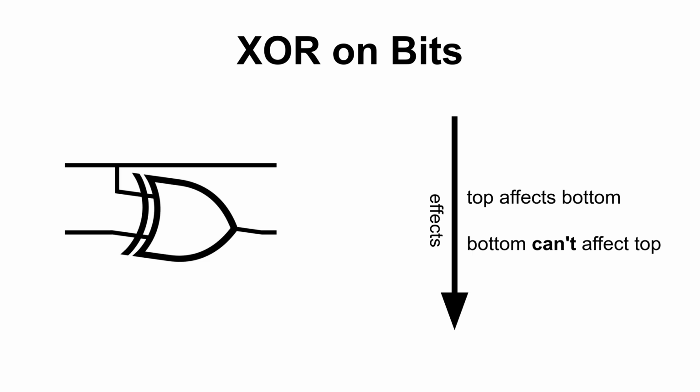Now, a very important property of this particular circuit is that the data dependence goes one way. The bottom depends on the top, but the top doesn't depend on the bottom. You can't change the top output by changing the bottom input. Actually, I would say this is basically the Platonic ideal of a one-way effect.